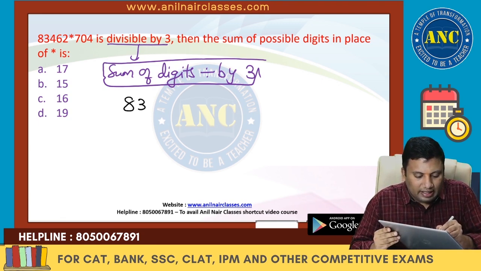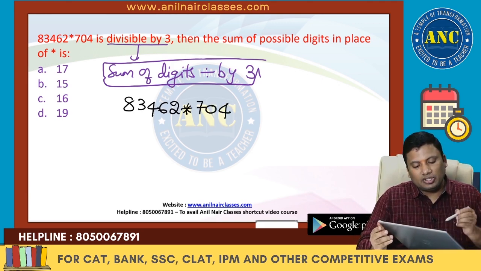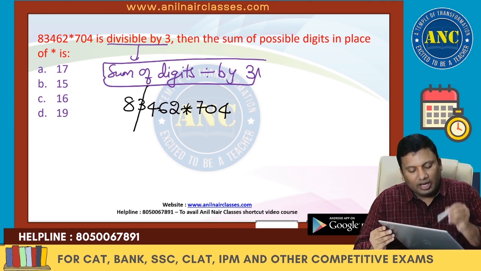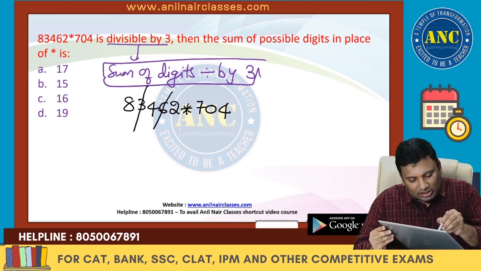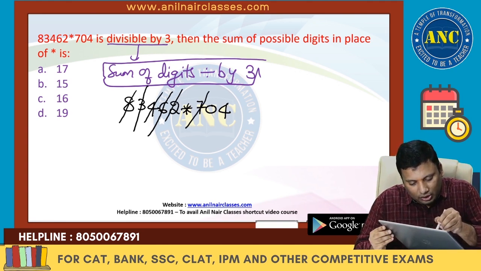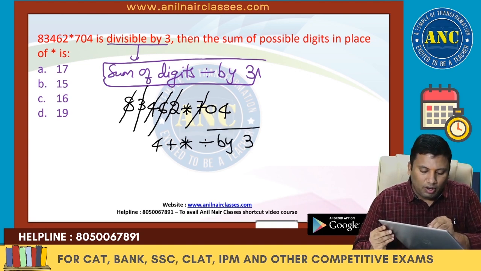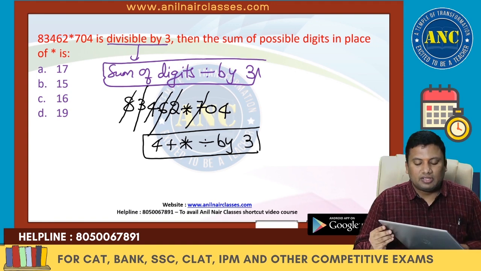So 83462*704: the sum of the digits should be divisible by 3. 3, it is divisible by 3. 6, it is divisible by 3. 8 plus 4, divisible by 3. 7 plus 2, 9, divisible by 3. Next, it is nothing but 4 plus star should be divisible by 3.